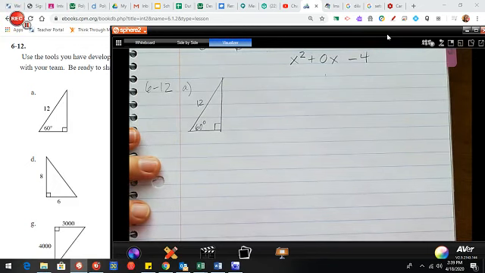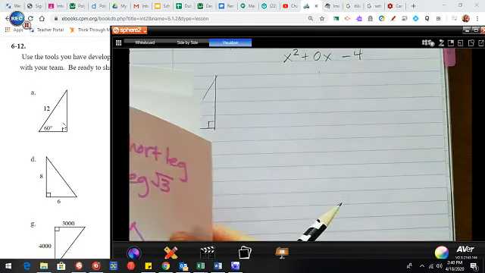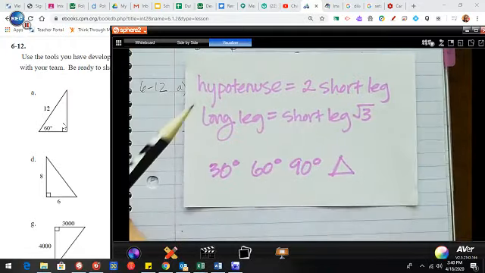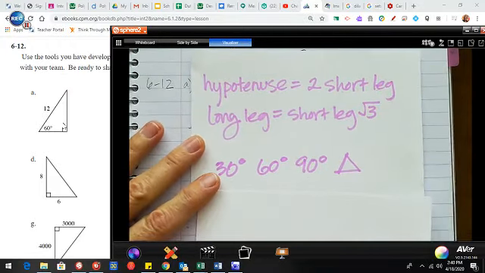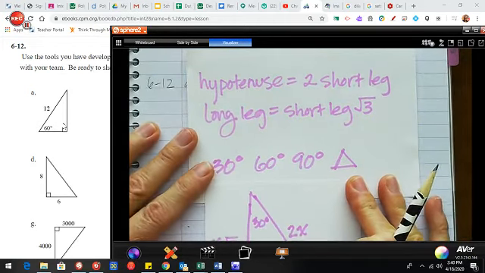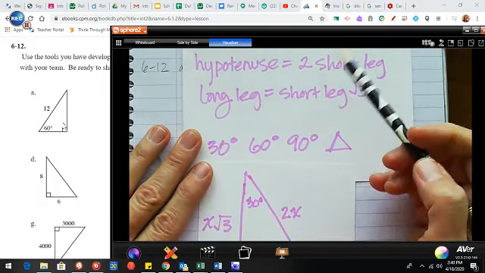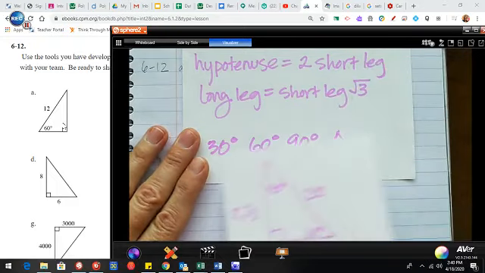Do you remember, I know a lot of you didn't do special right triangles, and it's not really the end of the world, but it does pay off if you remember all these little shortcuts. Okay, so in a 30, 60, 90 triangle, this is what we were trying to do the very last day of school that we had, March 12th, I think. We learned that the hypotenuse is always double the short leg.